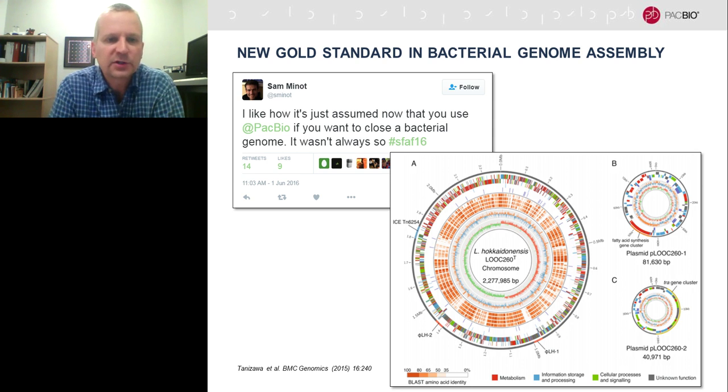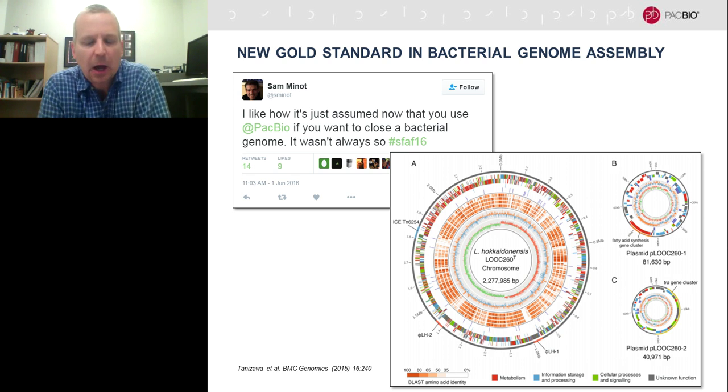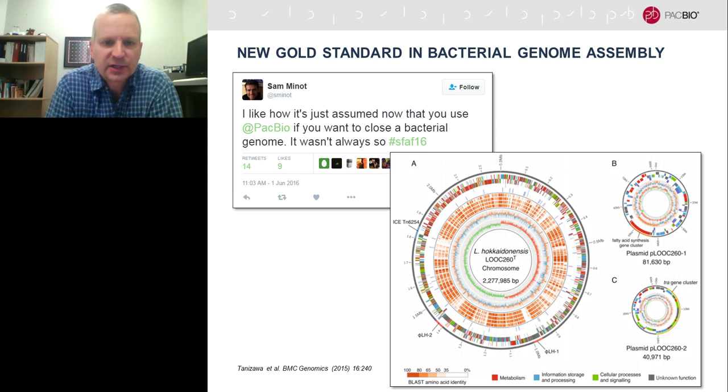And a few years ago, there was a tweet at a conference that I liked, which said that I like how it's just assumed now that you use PacBio if you want to close a bacterial genome. And so I think by the community, PacBio is widely regarded as the new gold standard in bacterial genome assembly. And that's because of the performance characteristics that I mentioned. It is possible in a very robust and mature workflow now to get closed, complete bacterial genomes in one SMRT cell, and I'll later talk about multiplexing because the throughput is now so high.